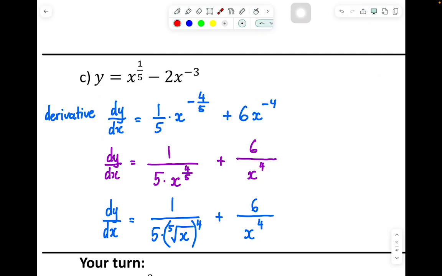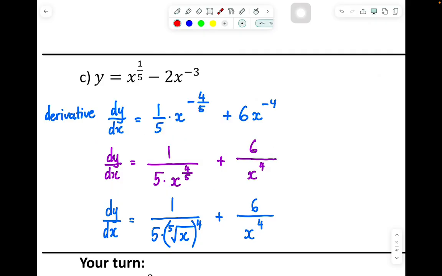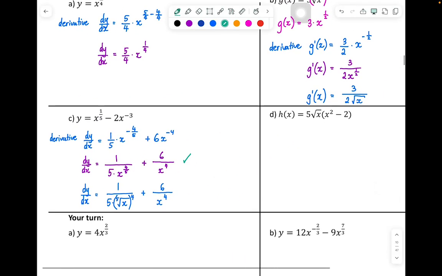However, if you do have your form as such, then that is completely okay. So this here is correct. If you do want to take the extra step at your own risk, then you can take the last step there. Okay.